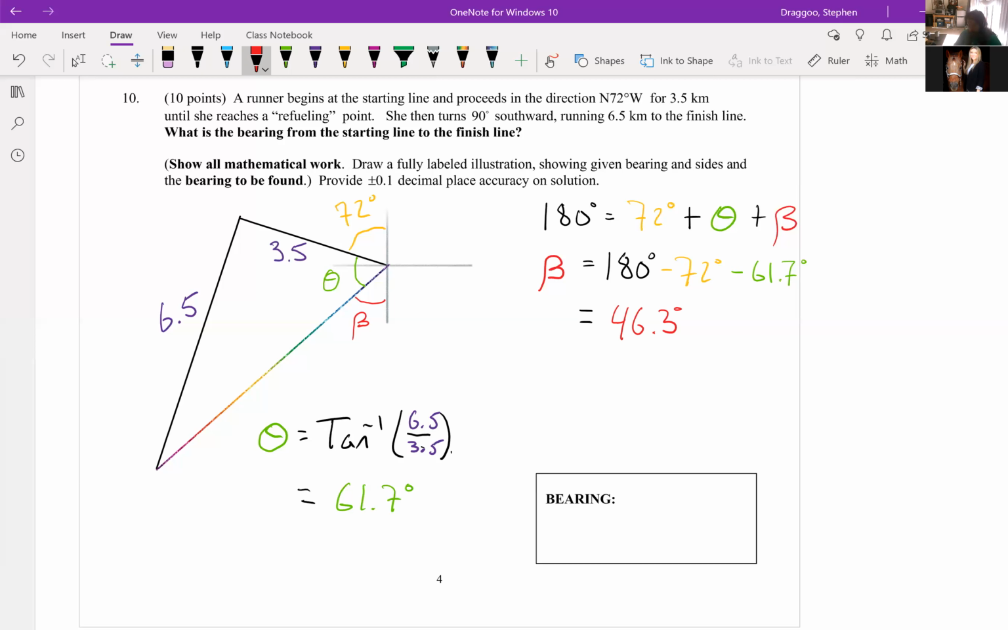So the thing we have to do in the end is put that bearing angle into an actual bearing. And if I'm at my starting line and going to my finish line, I have to go in a direction that's southwest. So my bearing angle should be south 46.3 degrees west. My bearing should be 46.3 degrees west of south.